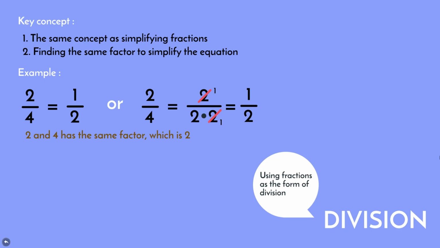Now let's go back to algebra. Look at this example. Here we have 2a divided by a. By applying the same concept, we can cancel the same factor from the numerator and the denominator. In this case, both the numerator and the denominator have the same factor, which is the variable a. And by canceling them, 2a divided by a is equal to 2 over 1, or equal to 2, because 2 divided by 1 is equal to 2.